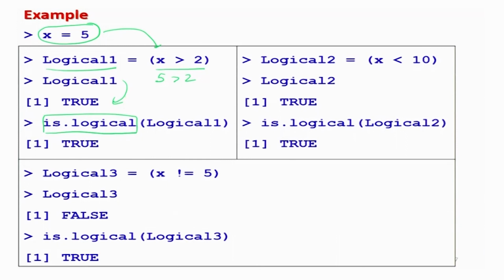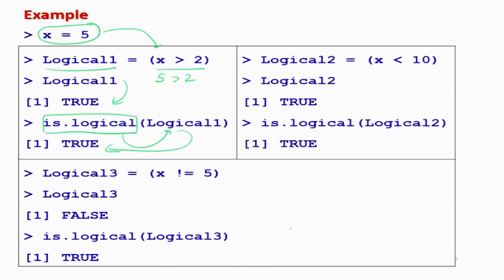And now, if you try to see the character or the mode of this logical1, whether it is a logical variable or not, you can see here is.logical, and inside the parenthesis you have to give logical1, and this is giving you the answer true.